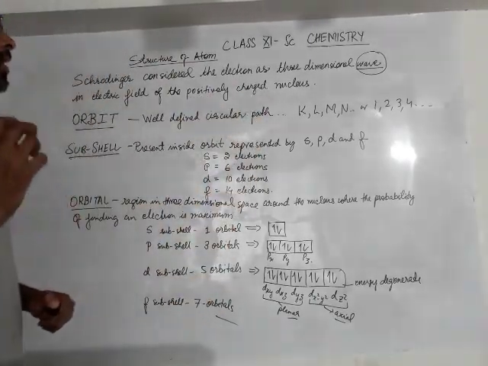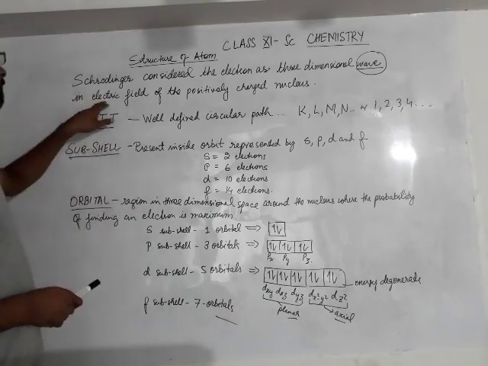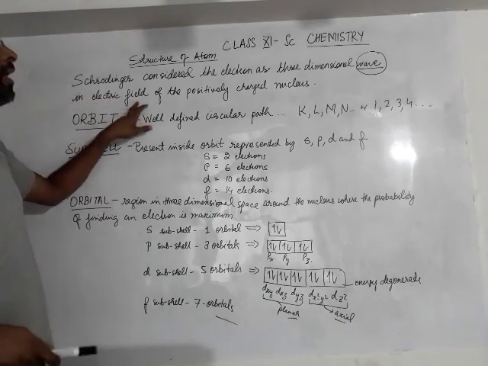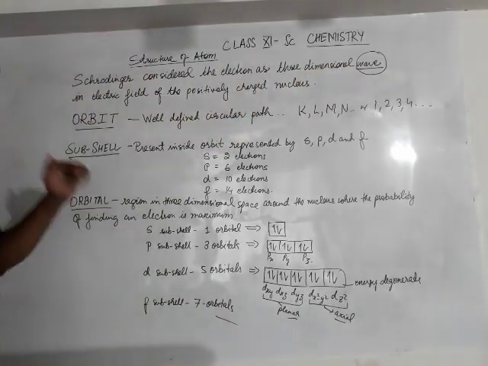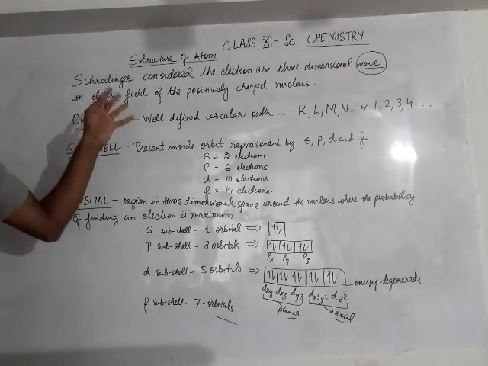Schrodinger considered electrons as a three-dimensional wave which is present in the electric field of the positively charged nucleus. The nucleus is creating an electric field, and in that electric field, what is present? A wave is present containing the electrons. This is what Schrodinger has told.